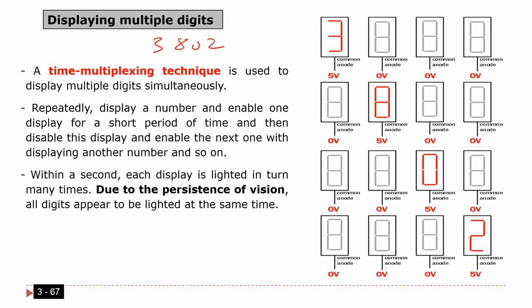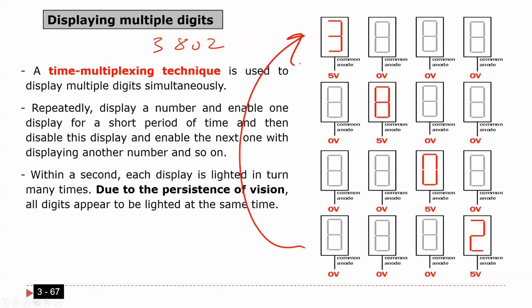What I mean by time multiplexing is, I want to display 3802. So the way I'm gonna do it is, as you see here, I'm gonna turn this LED on. I'm gonna display 3, and the other ones are off. Then I'm gonna display here 8, and the other ones are off. Then I'm gonna display this one, I put 0, and the other ones are off. Then I'm gonna display 2 here, and the other ones are off. And then I'm gonna go back to here.